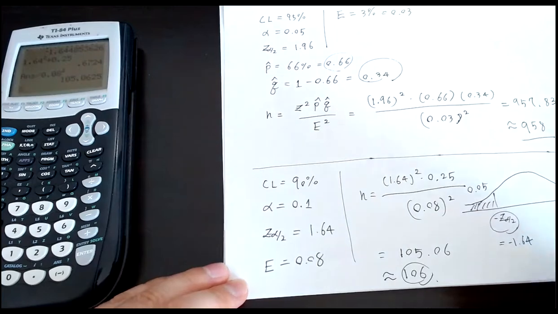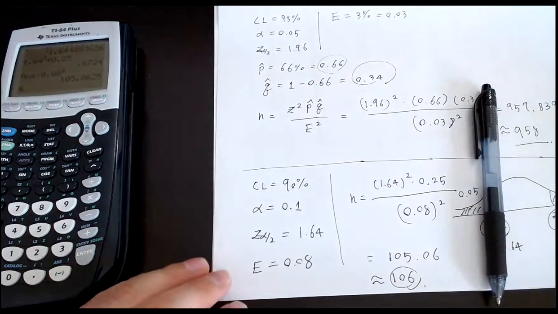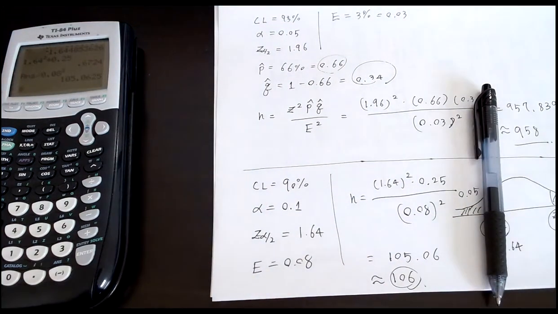Okay. So we need a sample size of 106 to estimate the proportion of English students who have tattoos with 90% confidence to within 8 percentage points. Okay. So now next one.